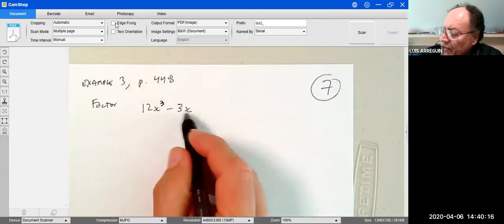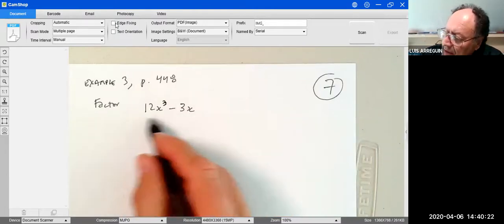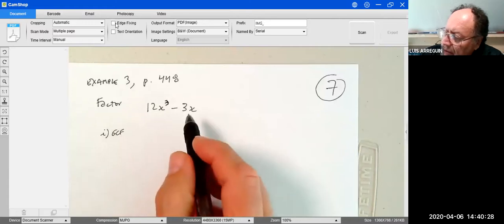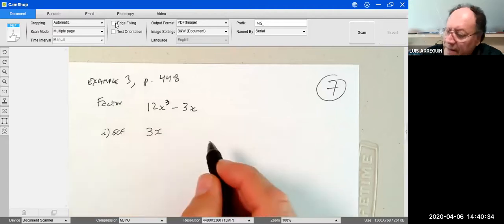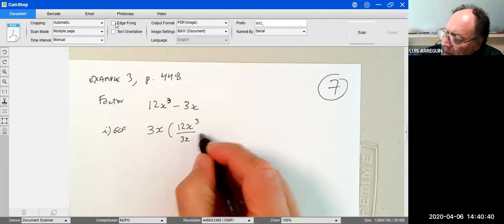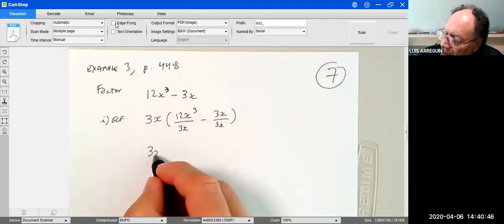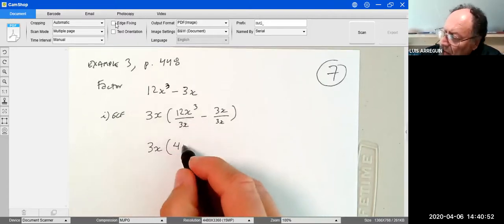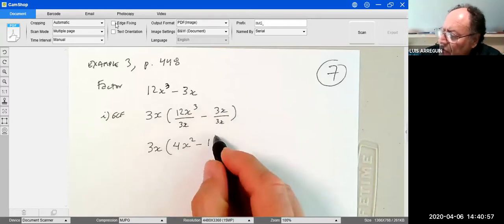So these are not perfect squares, but you can check whether you can factor out the greatest common factor. So what is the greatest common factor here? So we're going to factor the greatest common factor first. It's going to be 3, because 3 works for 3 and 12, and it's going to be x. So if I divide every term by the greatest common factor, I'm going to get 3x that multiplies 12 divided by 3, which is 4. x cubed divided by x is going to be x squared, minus, and the numerator and the denominator are the same, so this is just 1.